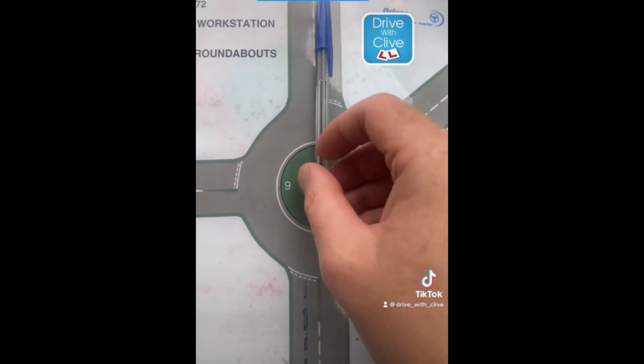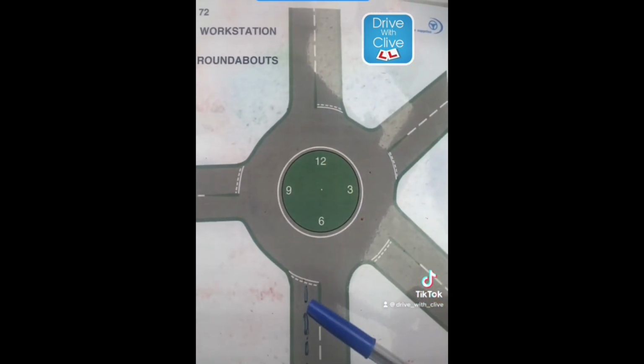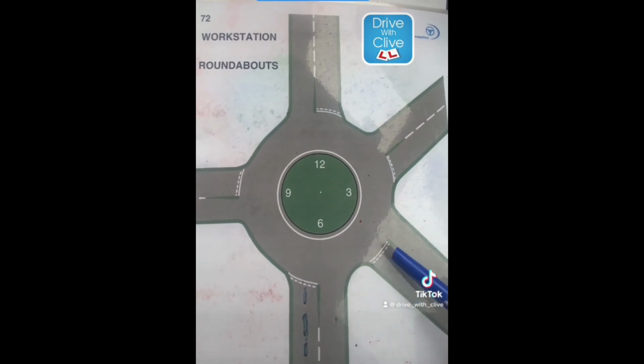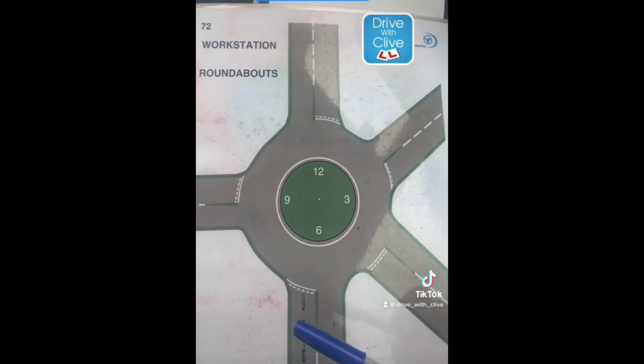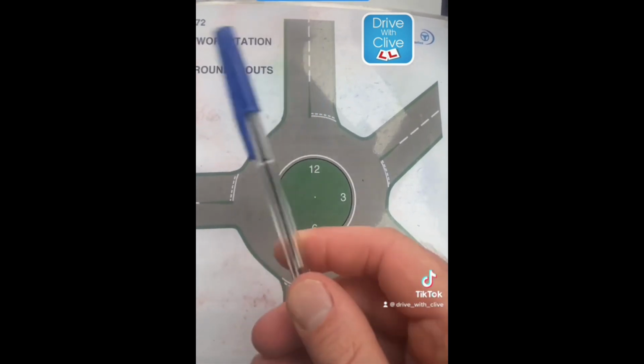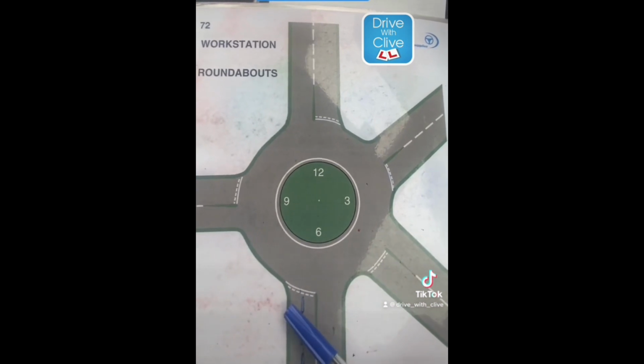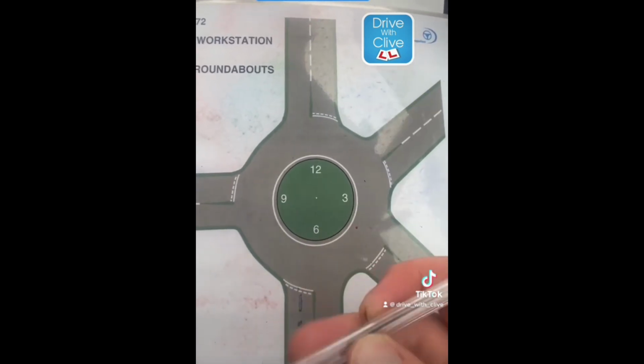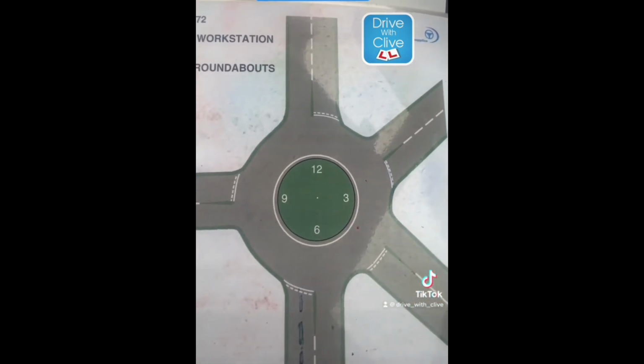If your exit is after 12 o'clock, then you're in the right hand lane or the right hand side. So if you come up from this side, you'll be tight to this side. So 12 o'clock or before, left hand lane. Anything after 12 o'clock, right hand.